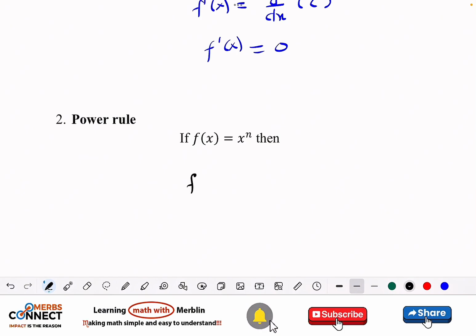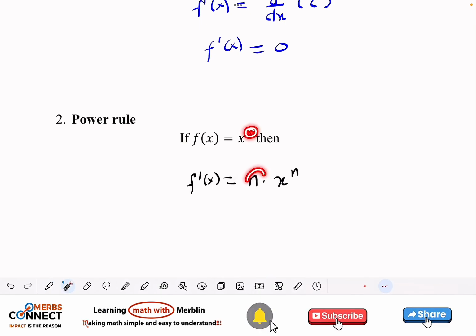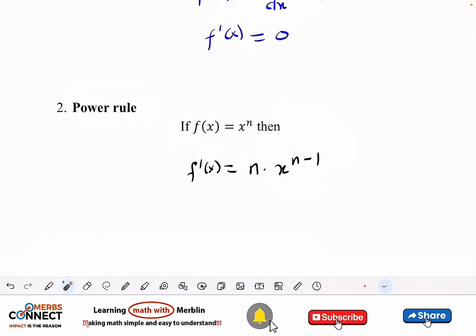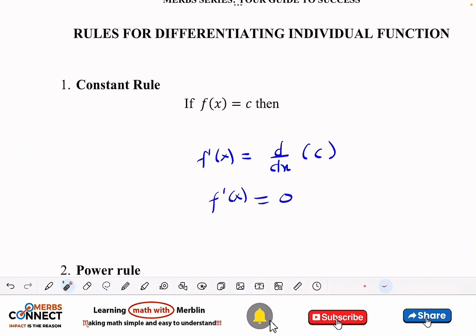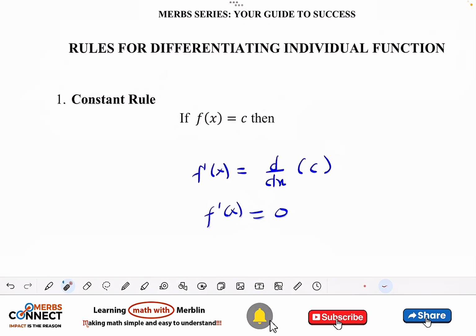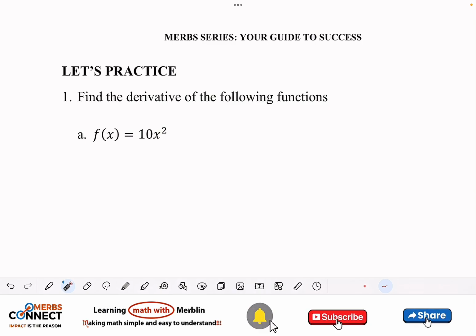So power rule says that for me to differentiate this function where n is constant and x is the function here, then it says drop the n, so drop this n here, multiply it by the function, so I put the n down and multiply it by the whole function, but I'm going to subtract 1 from the power. This is very, very important. Drop the n, subtract 1 from the power. That's all. So this is the power rule, and this is the constant rule for differentiating individual functions. And let's take an example and work with that.